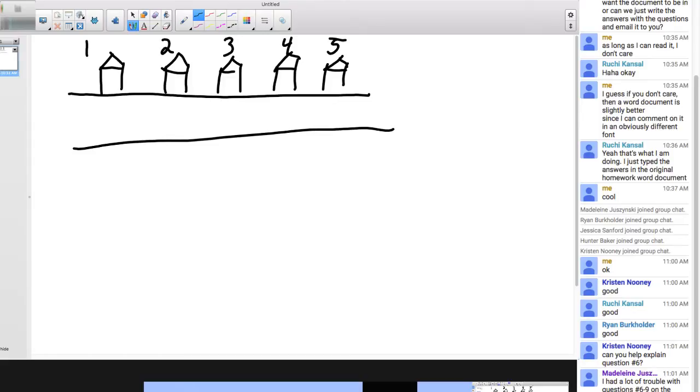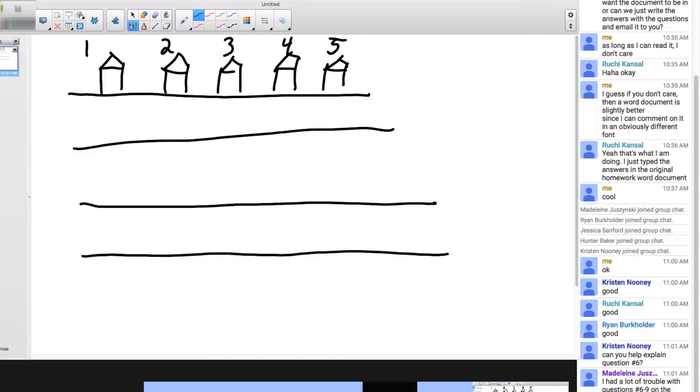A memory chip is a bunch of slots. Each slot holds 1 byte worth of stuff that's all zeros and ones. So maybe this one has all zeros, this one has all ones, and I'm drawing that really small because I drew my cells too small. But you get the idea, right? Each one of these cells is 1 byte in memory.